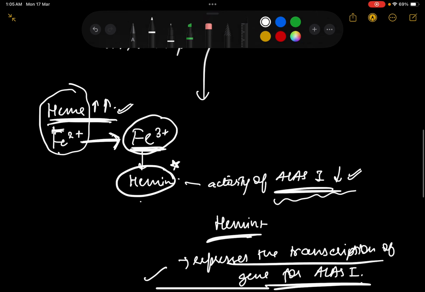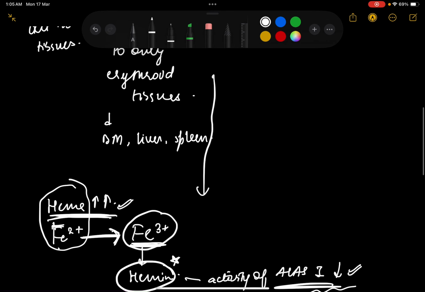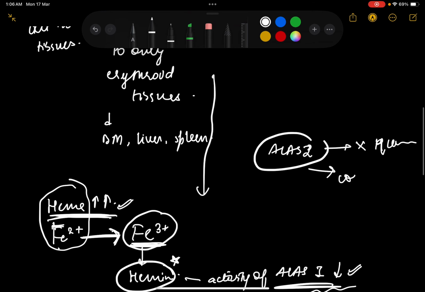I hope this is clear. And the activity of synthase 2 does not depend on the quantity of heme. So this means it has a constitutive activity. Its activity does not depend on the quantity of heme. Well, that is an important point.